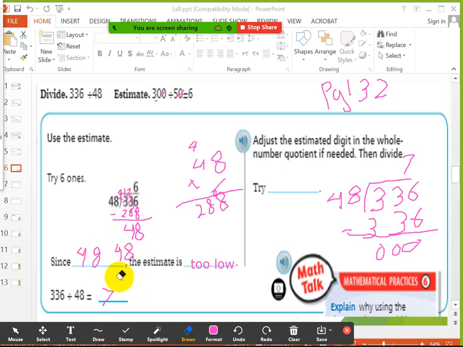If you finish, please type 1 in the chat box. Okay, thank you. So my estimation is lower than the quotient. Okay, thank you, girls. Thank you all. Let's move to the same page, to exercise number 1.